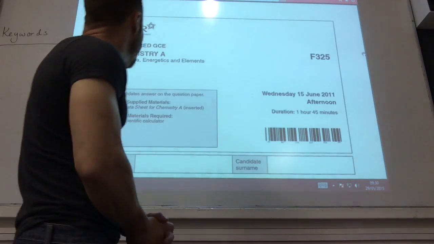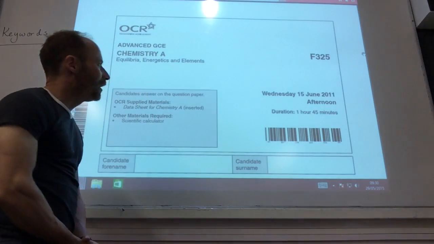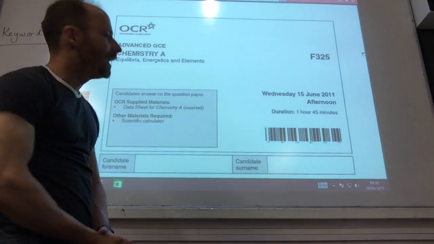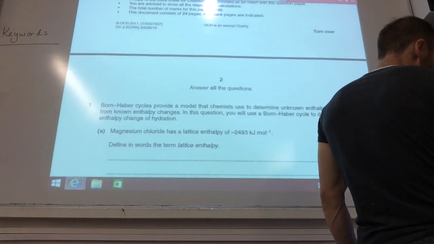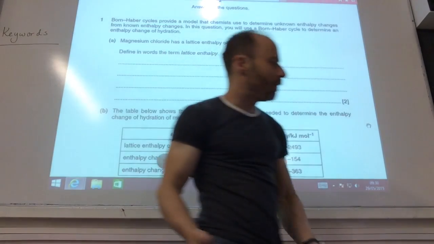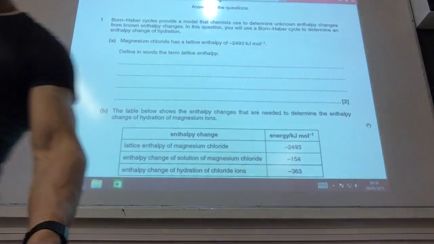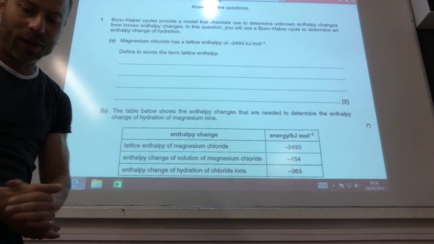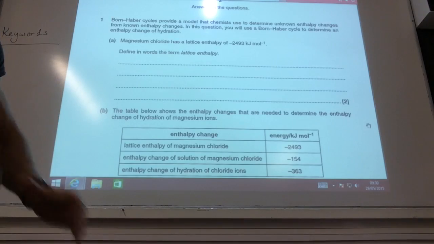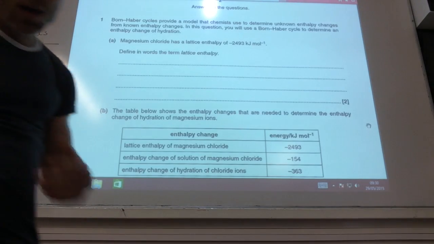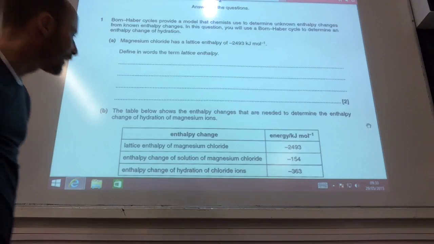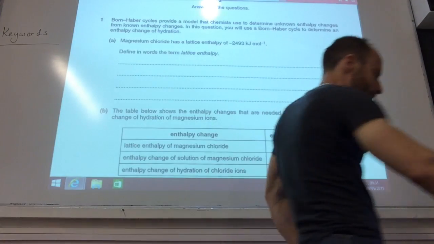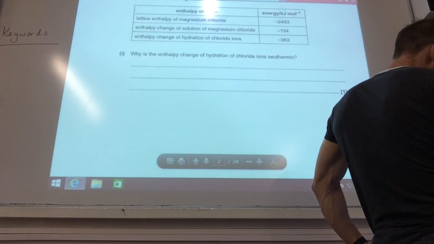Okay, so today is Equilibria, Energetics and Elements, June 2011 that we're going to go through. So let's kick off. We start off with a nice definition for lattice enthalpy. This one comes up quite a lot, it should be nice and easy for you. It's the enthalpy change that accompanies the formation of a mole of an ionic compound from its gaseous ions under standard conditions. 2 marks, not bad, is it?